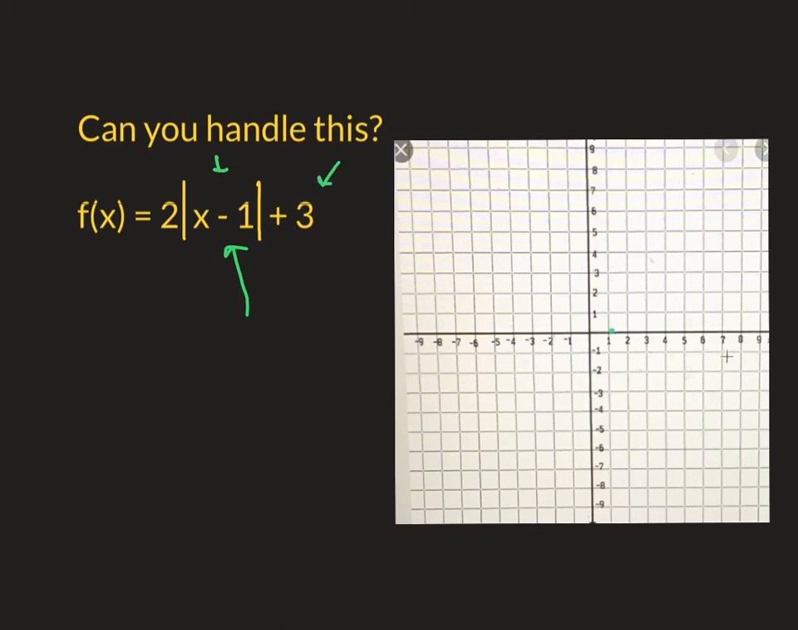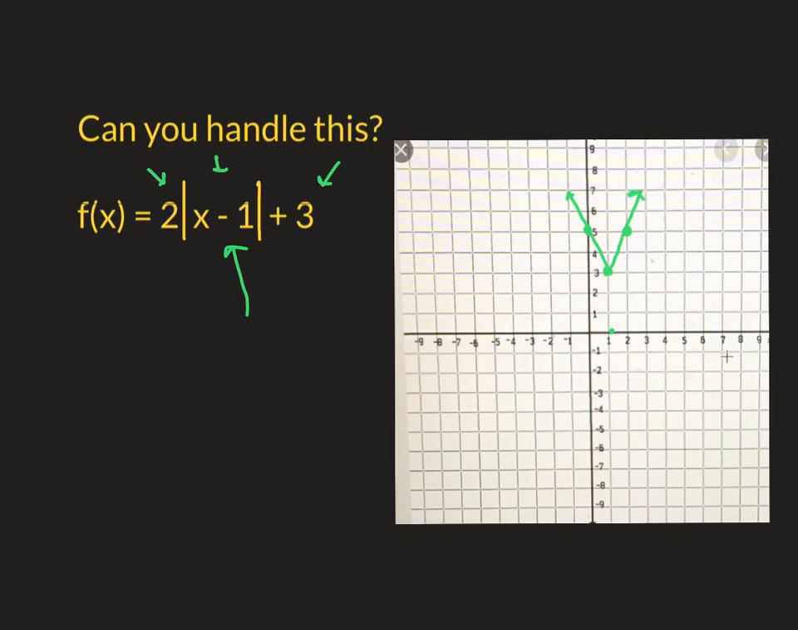Then I have a +3 outside. That's up 3, which puts me there. So I'm starting right there. There's a 2 in the front. The 2 is a vertical stretch. So instead of going up 1 over 1, I'm going to go up 2 over 1 from there, up 2 over 1 from there. I'm going to draw my V, connect the dots, and there it is.